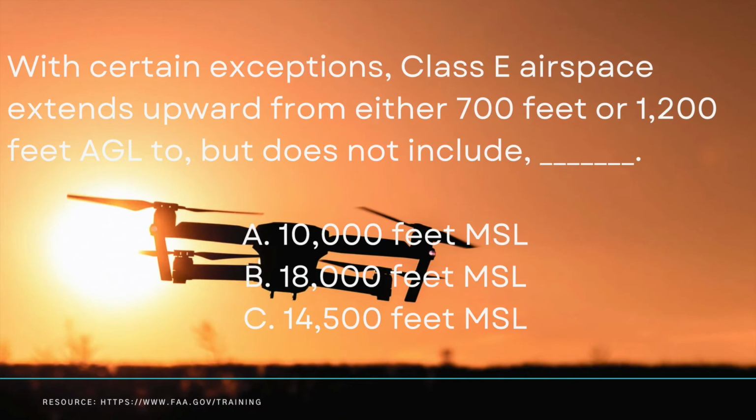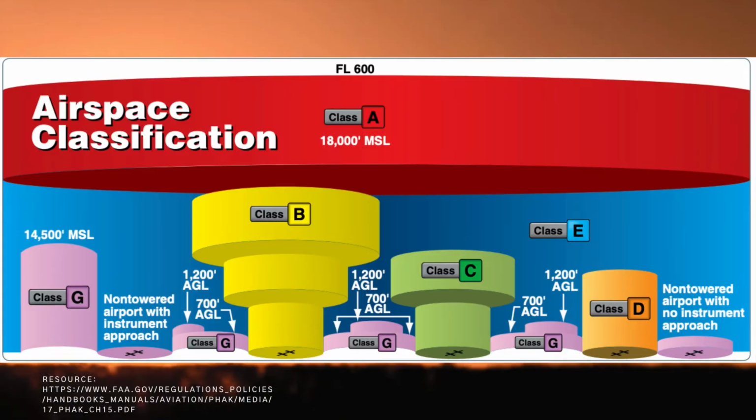All right, in this sample problem, it says, with certain exceptions, Class E airspace extends upward from either 700 feet or 1,200 feet above ground level to, but does not include, blank. The three choices we have are A, 10,000 feet mean sea level, B, 18,000 feet mean sea level, or C, 14,500 feet mean sea level. To figure out this problem, I always like to use this chart to explain where airspaces start and where they end.